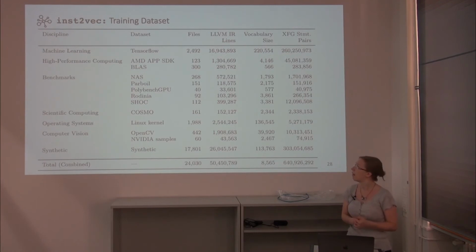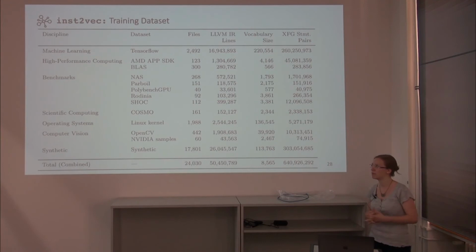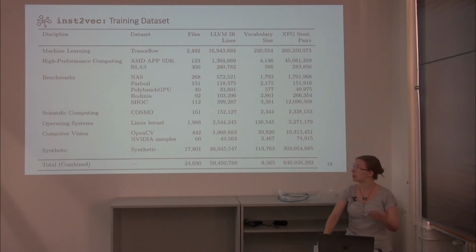This data set also contains code from different languages. So we have some C and C++, some Fortran in the BLAS, as well as some OpenCL and some benchmarks. And since all of these languages can be compiled to LLVM IR, we're able to incorporate all of these different languages into our training data set.